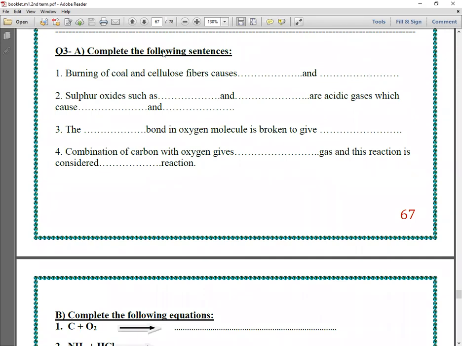Question 3. Burning a pool of coal and cellulose fibers causes what? It may cause air pollution and lung cancer.